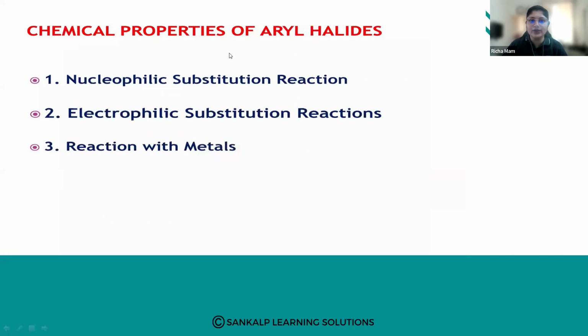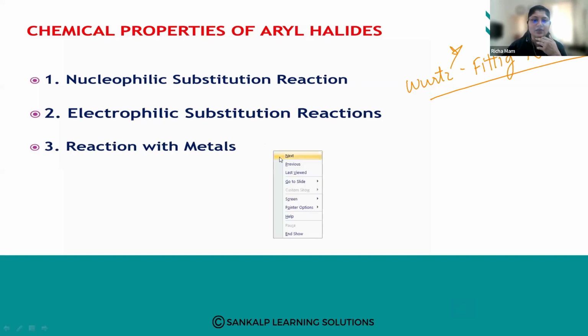Then now we are going to start with the reactions of the haloarenes. Okay, what are the different chemical properties of haloarenes? In this we have to study the Wurtz-Fittig reaction as well, which comes in haloarenes. Okay, I'll write it here. So we'll remember that. So what all reactions are we going to see of haloarenes? First, the nucleophilic substitution reaction. Then we are going to see the electrophilic substitution reaction. Then we are going to see the reaction with metals.